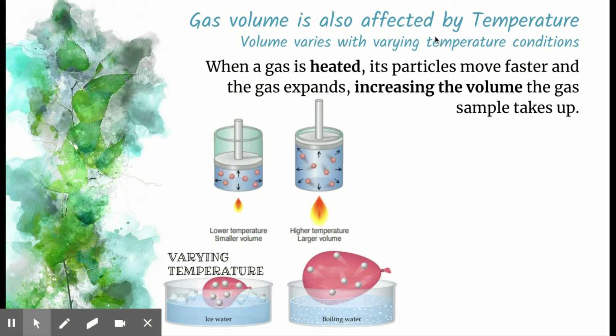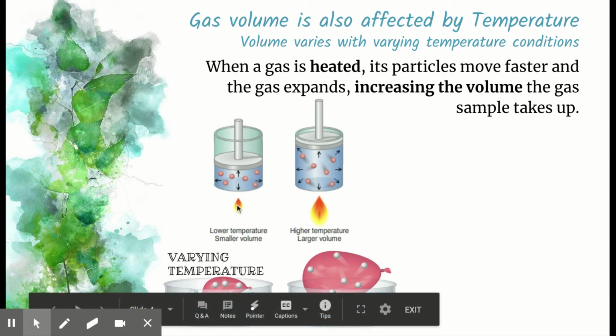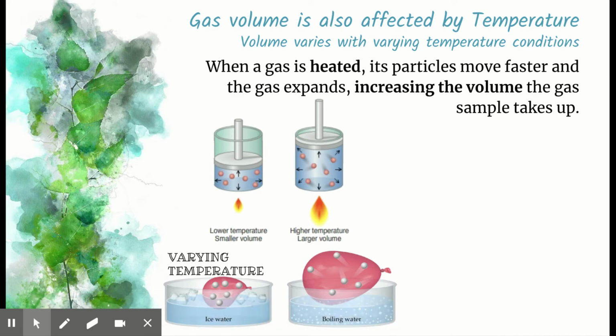Volume is also affected by temperature. When you heat a gas up, the particles move faster and the gas expands, which increases the volume the gas sample takes up. At a low temperature, your gas is normally going to have a smaller volume; at a higher temperature, a larger volume. If you put a balloon in ice water, it's going to shrink, because the gas particles inside start moving slower and the volume decreases. If you put it in hot water, the balloon should expand as those particles move faster and farther away from each other.